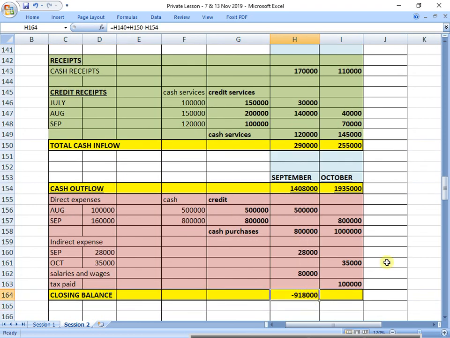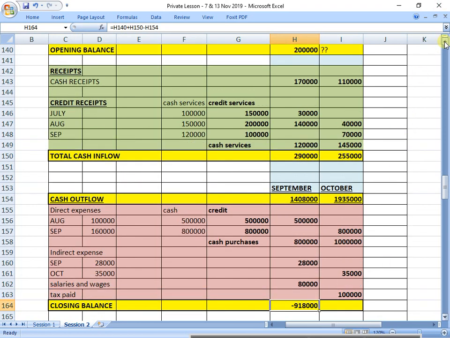Ooh, bad business, eh? Negative cash flow. Okay, bank overdraft. You want to know what a bank overdraft is? Spending more money than you have, because now your account goes into overdraft. Now you owe the bank instead of the bank owing you. This is the closing balance for September, which will be the opening balance for October. Make sense?